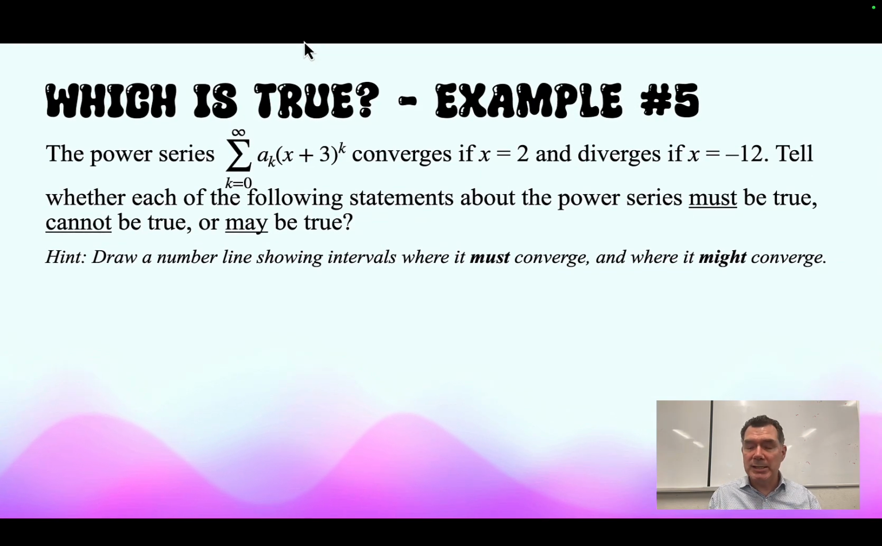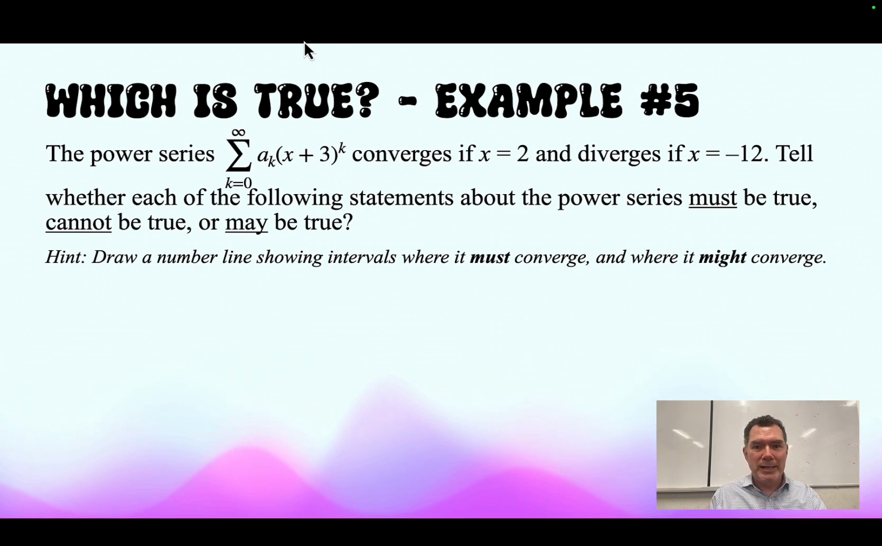All right, this is an interesting example because we have a power series. We don't know much about it. We do know that it has a series of constants a_k, but I really don't know what those are. There's no pattern or anything. There's just constants in front of (x plus 3) to the k. The x plus 3 tells me that this power series is centered at x equals negative 3. So I need to keep that important information available. So I notice that the series converges if x is 2 and it diverges if x is negative 12.